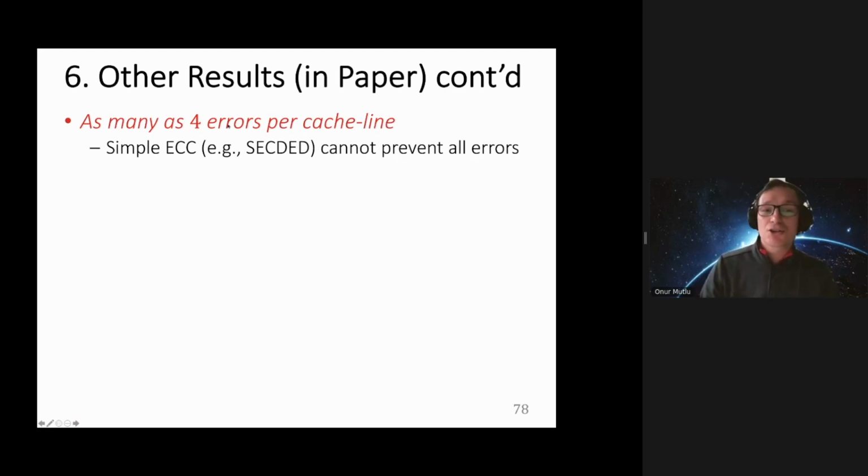Okay, we also showed that you can get as many as 4 errors per cache line. Essentially, simple ECC that may be employed in systems cannot prevent all errors, and you have to increase ECC strength, which is not a good idea, again, in my opinion, because ECC is a very heavy-handed solution to errors. In this case, in Rowhammer, we know why the error is happening, and we can design more specialized mechanisms to fix the errors.